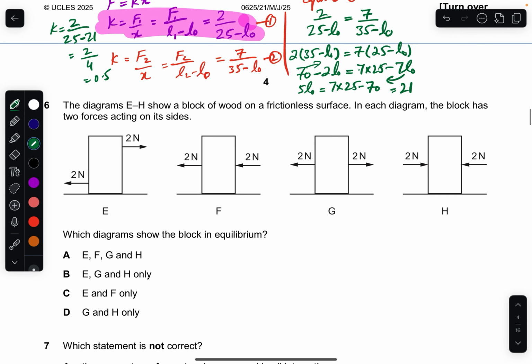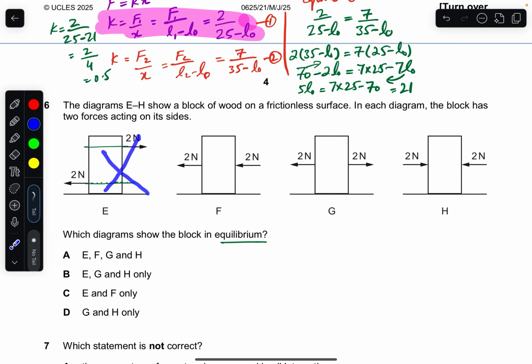Moving to the next question, the diagram shows a block of wood on a frictionless surface. You have to tell which one is in equilibrium. In this one, they have opposite forces, but the line of action of the forces is not the same. One force is acting on this line of action, one is acting on that line of action, so it can produce rotation. So this is not in equilibrium.